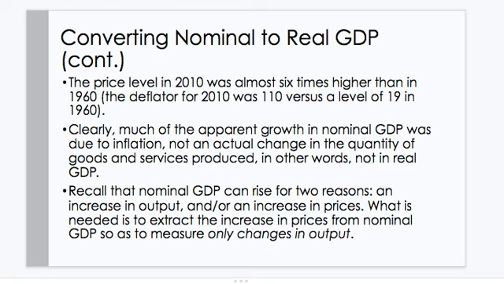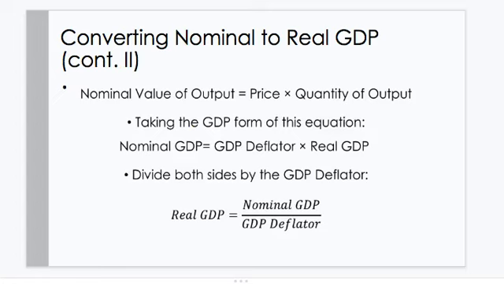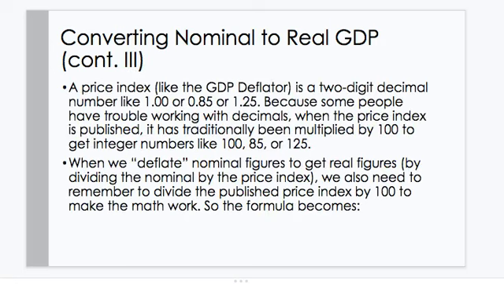What is needed is to extract the increase in prices from nominal GDP so as to measure only changes in output. Nominal value of output equals price times quantity of output. Taking the GDP form of this equation, nominal GDP equals GDP deflator times real GDP. Divide both sides by the GDP deflator and you get real GDP equals nominal GDP divided by the GDP deflator.